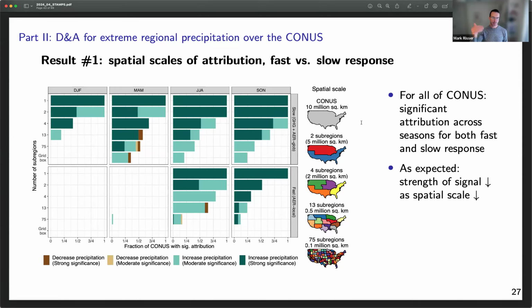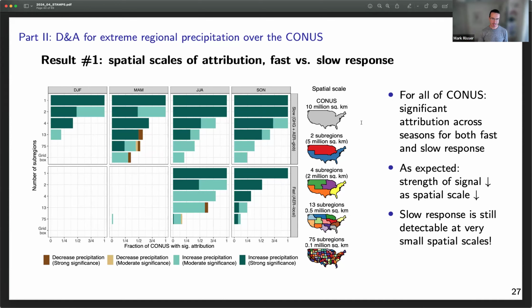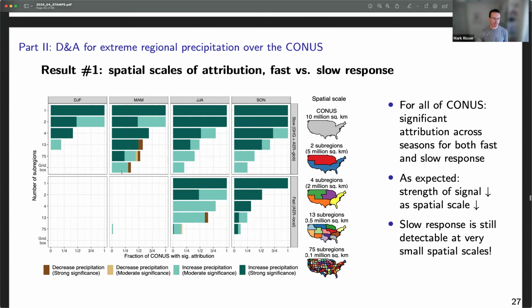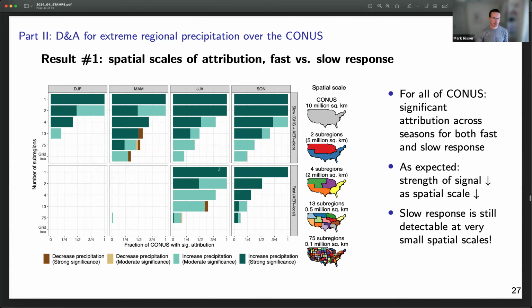And as we move to smaller spatial scales, as we would expect, the strength of that signal does decay, so you have less and less of the US that you're able to say has a significant attribution response. But at least for the slow response on the top here, we do have some areas where we can identify with a moderate level of significance a human influence on these very small scales, so at individual grid boxes. That was really exciting, that even for these very localized scales, we can still say something meaningful about the human influence.